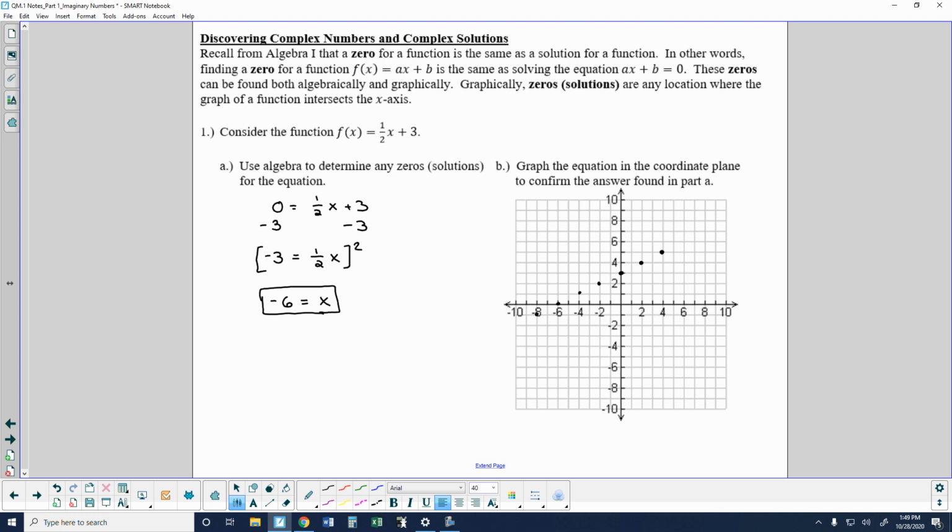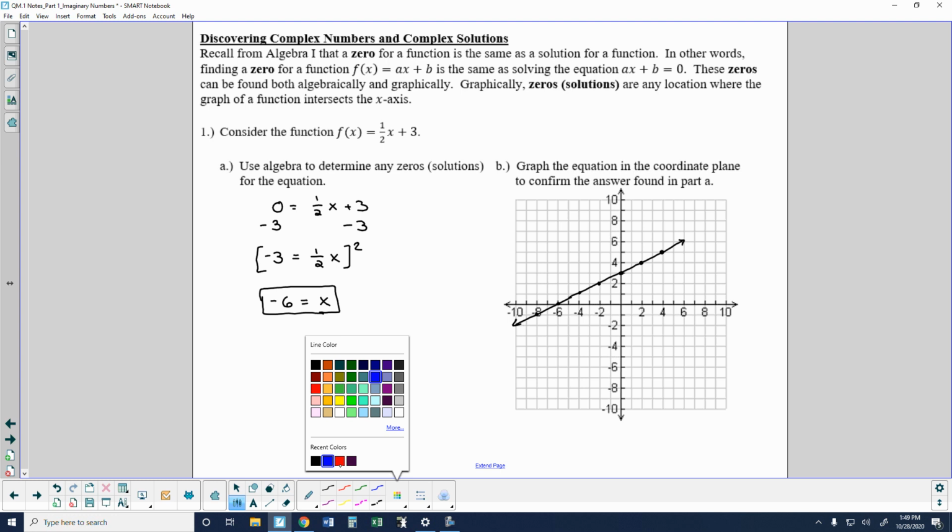I can continue to do that until I plot enough points to graph the line. 2 points would be sufficient, but if I go a little bit past 2, that's okay. And now I have a path to graph my line here. And here's the graph of my linear function. I can verify the solution here as the x-intercept by taking a look where it intersects the x-axis. It would be at this point -6, 0. So the x-intercept, -6, is the same as the solution, -6.